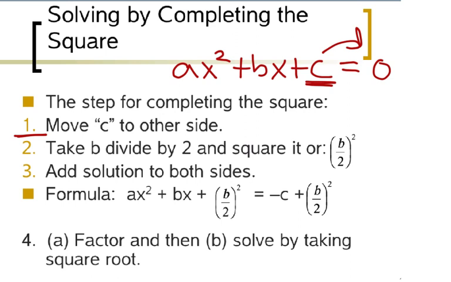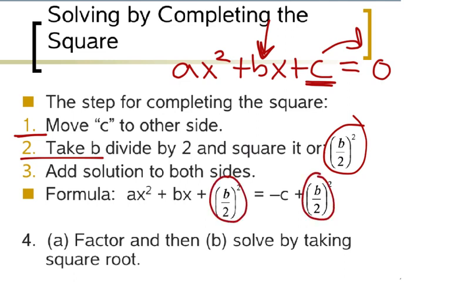Okay, and then you're going to take your b, we're talking about this b right here, dividing whatever that number is by 2 and squaring it, in other words b over 2 squared. We add that solution to both sides, and that's what you can see is happening here and here. You can see right here is where there's that negative c that got moved to the other side. And then you're going to factor and solve by taking the square root. So we're using the square root method that we learned in our last lesson in this particular lesson. But we're going to be breaking this into individual parts.